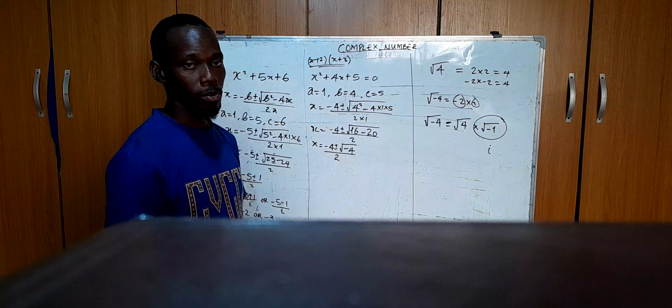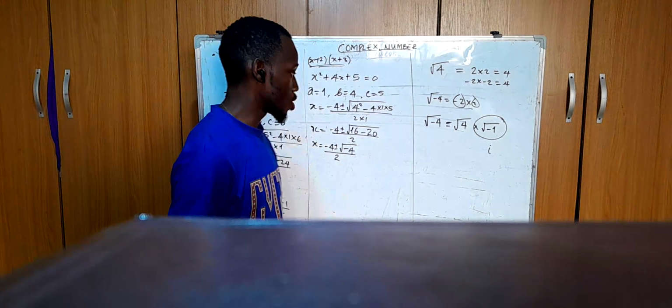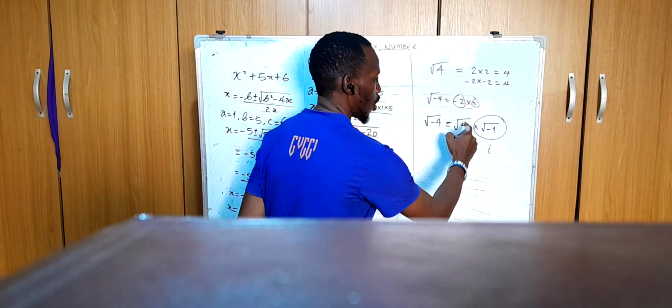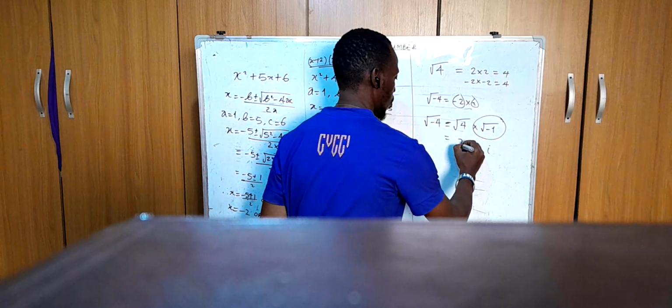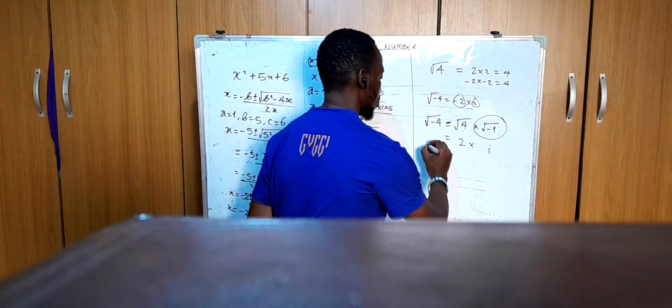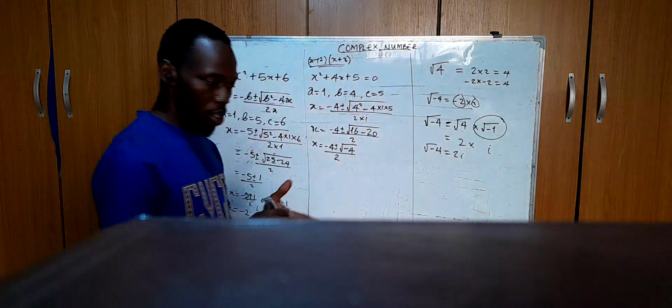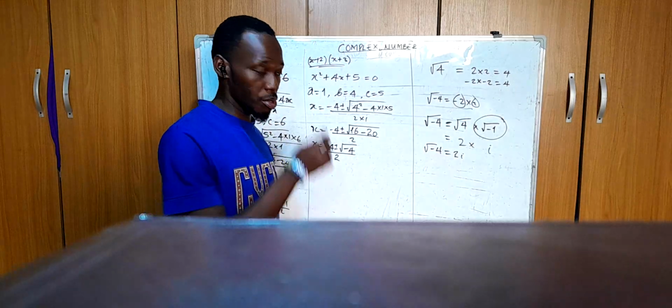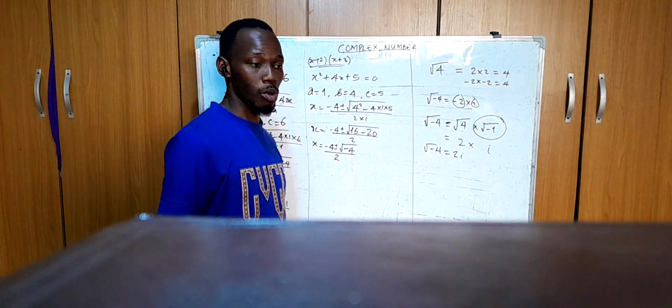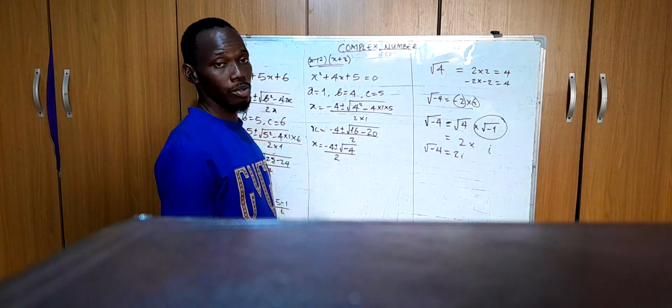That's the imaginary number. Some textbooks use j. So it means that the square root of 4 is 2, and the square root of minus 4 equals 2i. So I believe I've introduced complex numbers to you. We're going to go further into this.